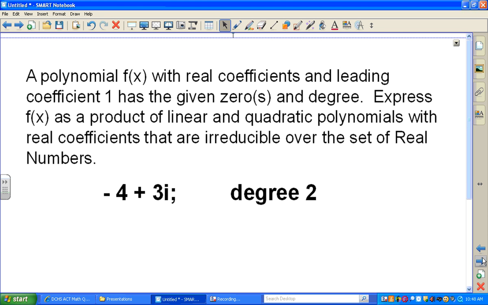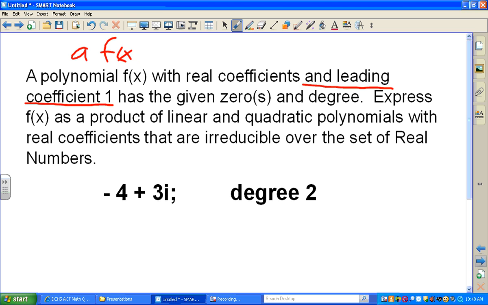All right. A polynomial with real coefficients and a leading coefficient of 1. What does it mean, a leading coefficient of 1? Yeah, a equals 1. The proverbial a in front of the function equals 1. That's nice. That saves us a step. So express f of x as a product of linear and quadratic polynomials with real coefficients that are irreducible.